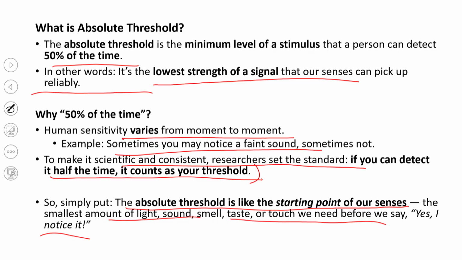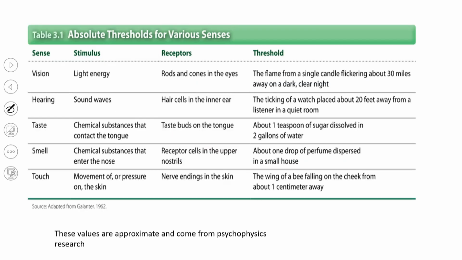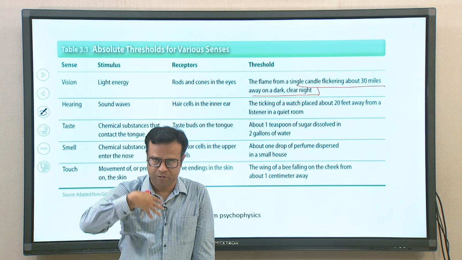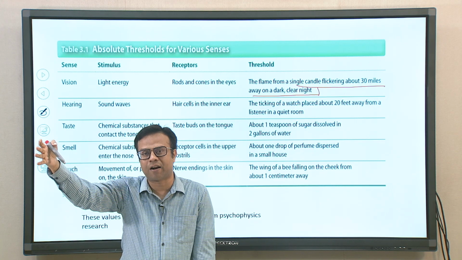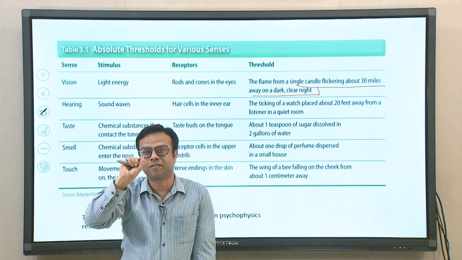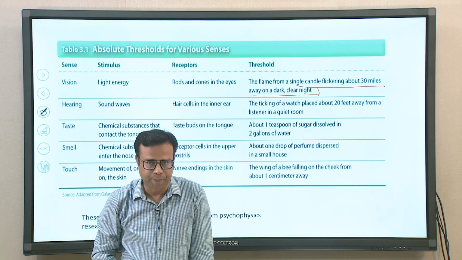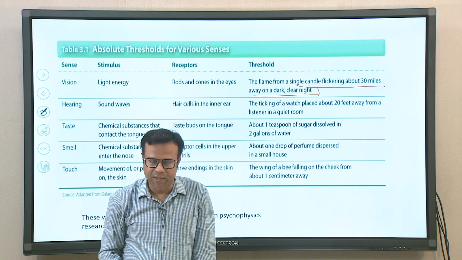For every sense organ there is a certain absolute threshold. For example, these are some of the examples that were established by experiments. For vision, for seeing, what is the absolute threshold? For a lot of participants, they found that it is the flame from a single candle flickering about 30 miles away on a dark, clear night. Researchers found that is the absolute threshold for vision. That is the minimum that most people can detect.